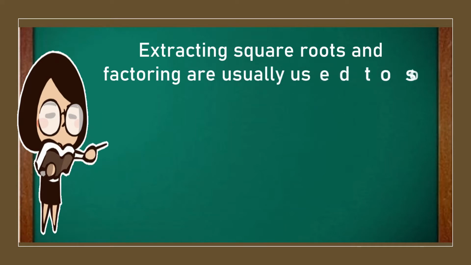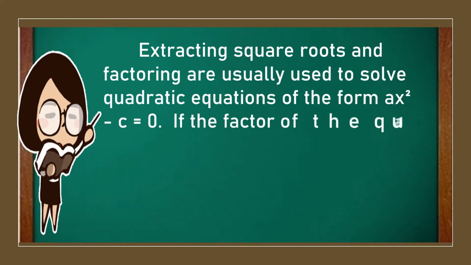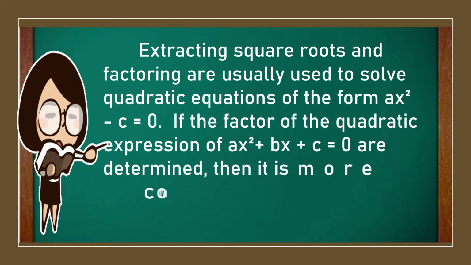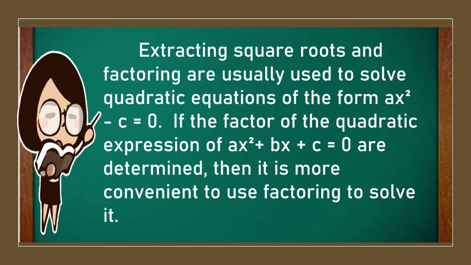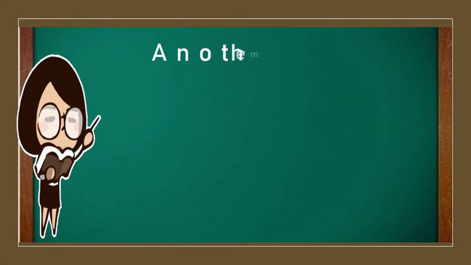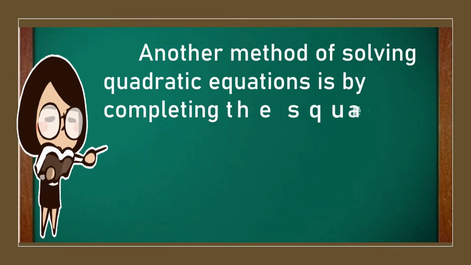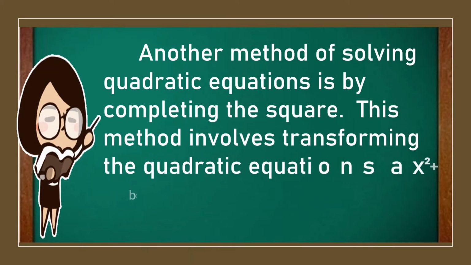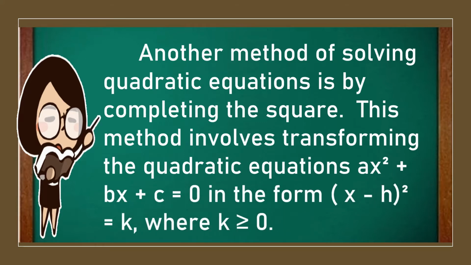So extracting square roots and factoring are usually used to solve quadratic equations of the form ax squared minus c equals 0. If the factors of the quadratic expression ax squared plus bx plus c equals 0 are determined, then it is more convenient to use factoring to solve it. Another method of solving quadratic equations is by completing the square. Yes, guys. This is our third method to solve quadratic equations, and that we call completing the square.